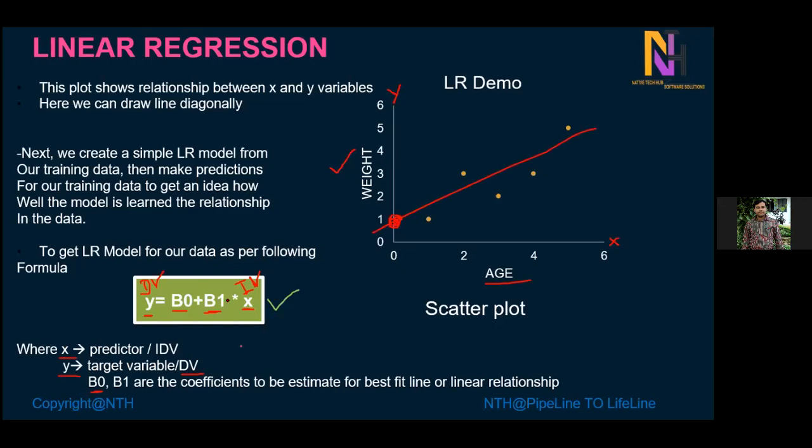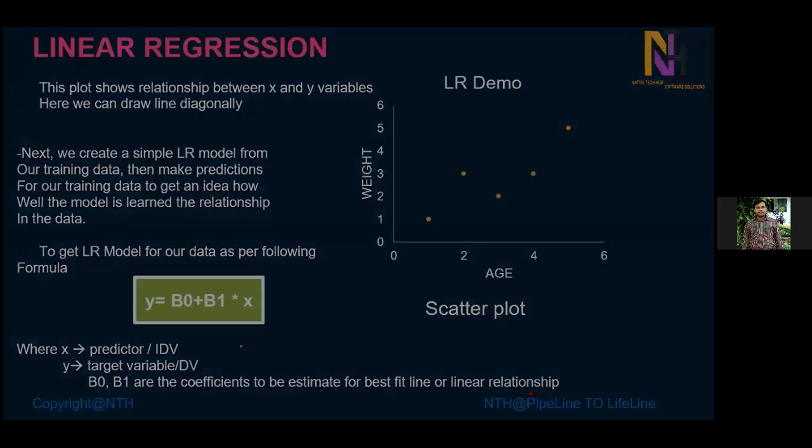Right. So B1 will be the slope that is going to be calculated, isn't it? So as a whole, B0 and B1 are the coefficients that are to be estimated in order to fit our line, which is going to give you the best relation between two input parameters. Okay. Let me take an example so that you will be able to understand.